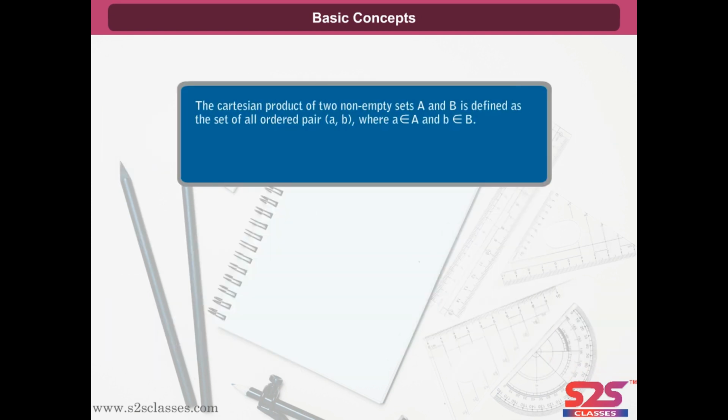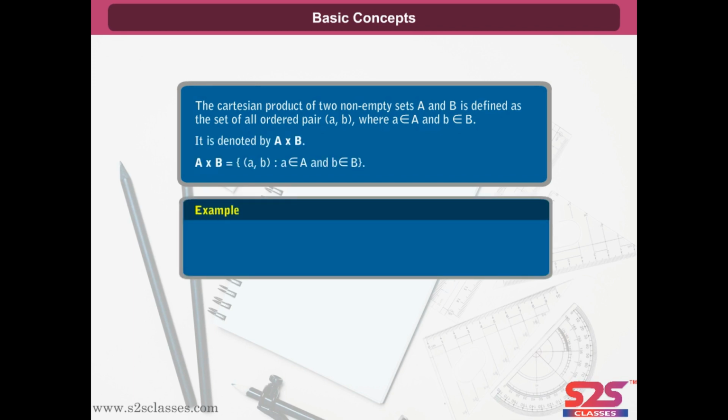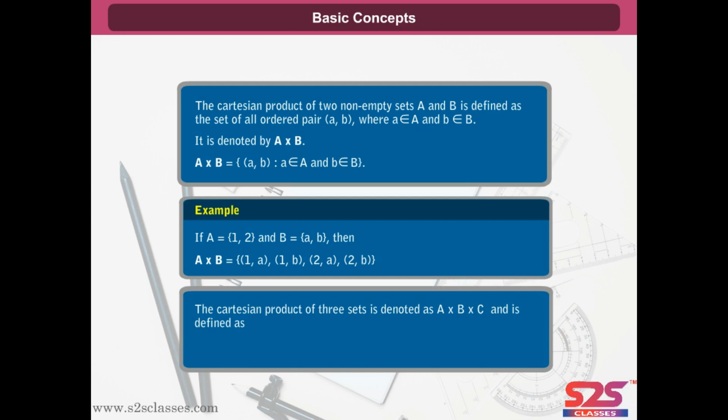So, the Cartesian product of two non-empty sets A and B is defined as the set of all ordered pairs (a, b), where a belongs to A and b belongs to B. It is denoted by A cross B. Example: if A is a set of two elements, 1 and 2, and B is a set of a and b, then the Cartesian product is a set of ordered pairs of elements of both A and B. The Cartesian product of three sets is denoted by A cross B cross C and is defined as shown.